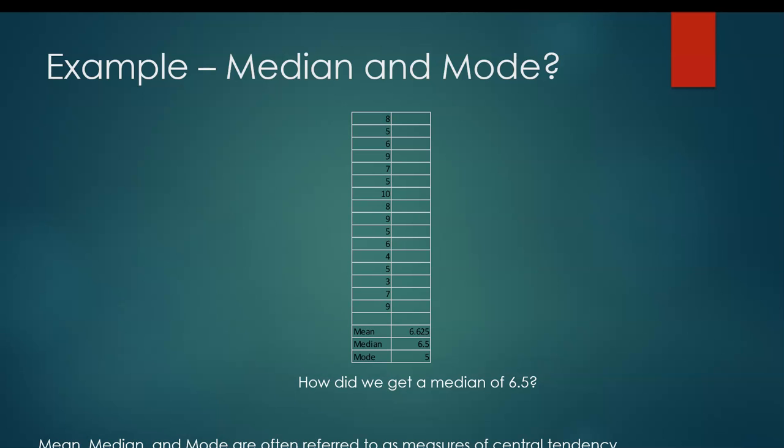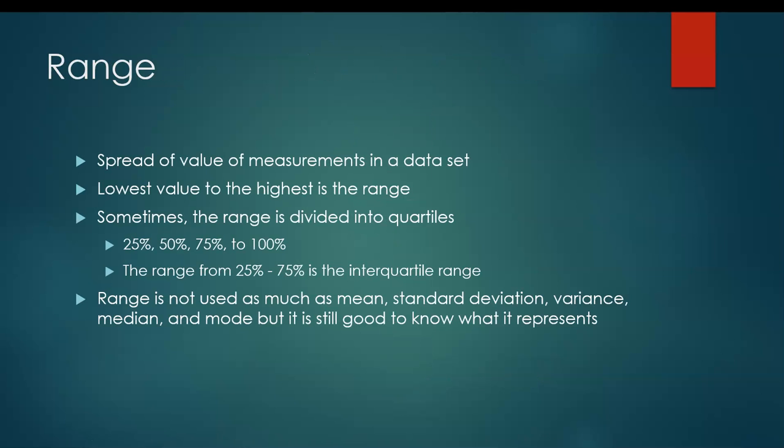Our mode, the most common occurrence, is 5. It happens the most times. It's not multimodal. It's just 5. So mean, median, and mode are often referred to as measures of central tendency.